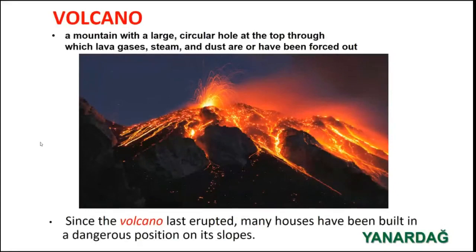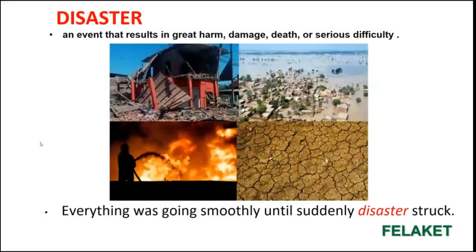Volcano. A mountain with a large circular hole at the top through which lava, gases, steam, and dust are or have been forced out. The example is, since the volcano last erupted, many houses have been built in a dangerous position on its slopes. Disaster. An event that results in great harm, damage, death, or serious difficulty. The example is, everything was going smoothly until suddenly disaster struck.